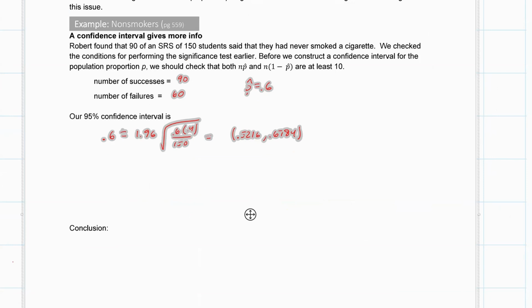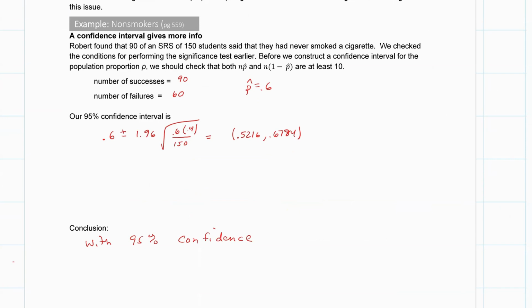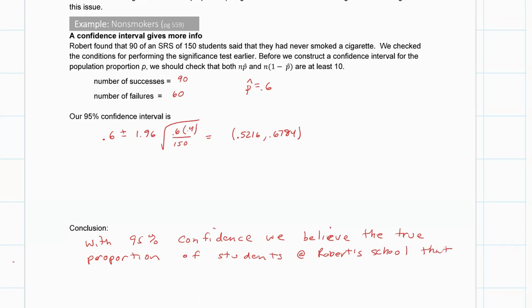Our conclusion, assuming that again we went through and did the four-step process and found that the conditions were met, is that with 95% confidence, we believe the true proportion, and again, mention the population of students at Roberts School that never smoked a cigarette is between the two numbers that we just stated, 0.5216 and 0.6784.